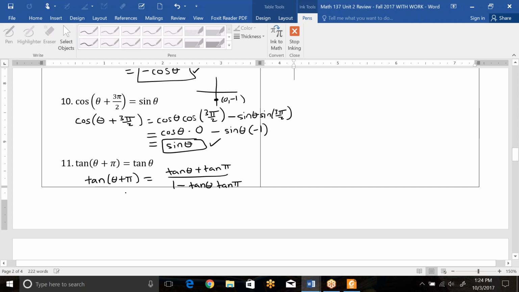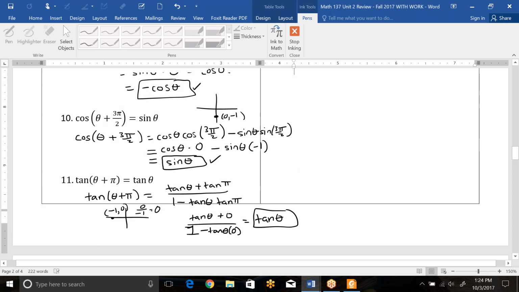So let's talk about tan of pi. Remember, pi is the point (negative 1, 0). When you do tangent of pi, that is 0 over negative 1, which is 0. So this is actually tan theta plus 0 over 1 minus tan theta times 0. That ends up just being tan theta, because the top is tan theta and the bottom ends up just being 1 because of the times 0 down here. So those aren't too bad.